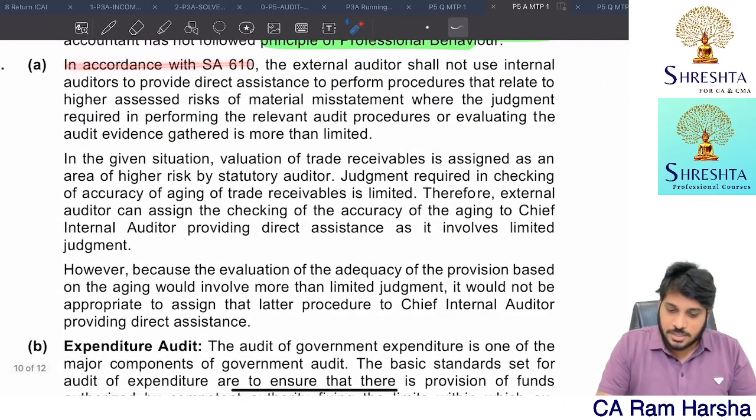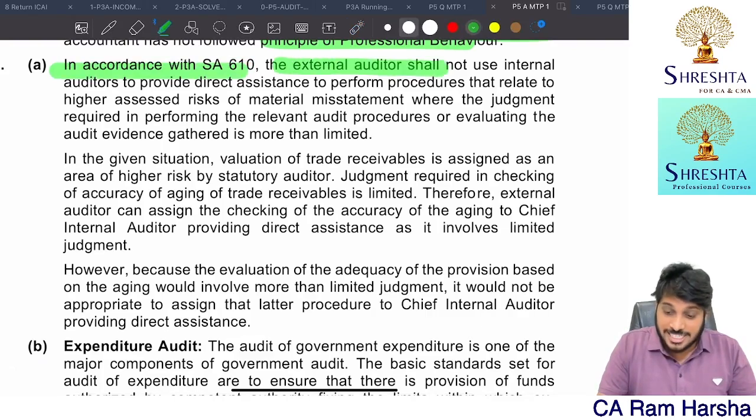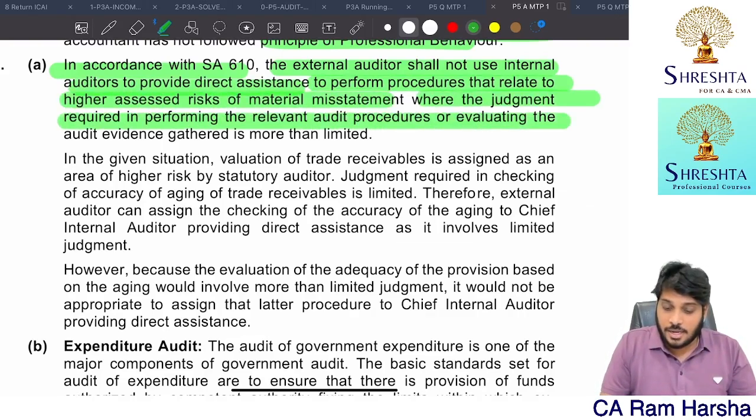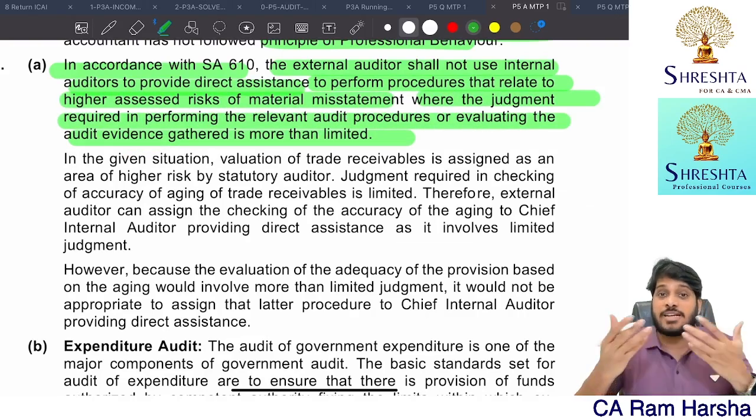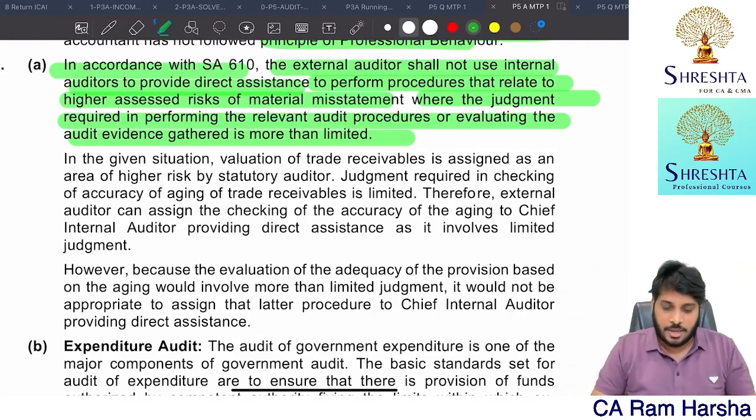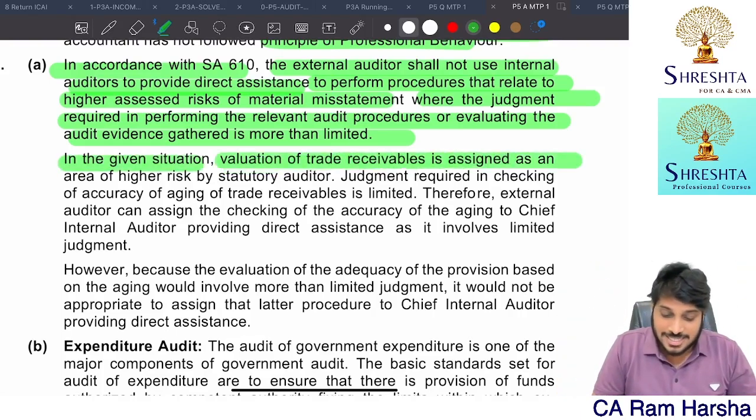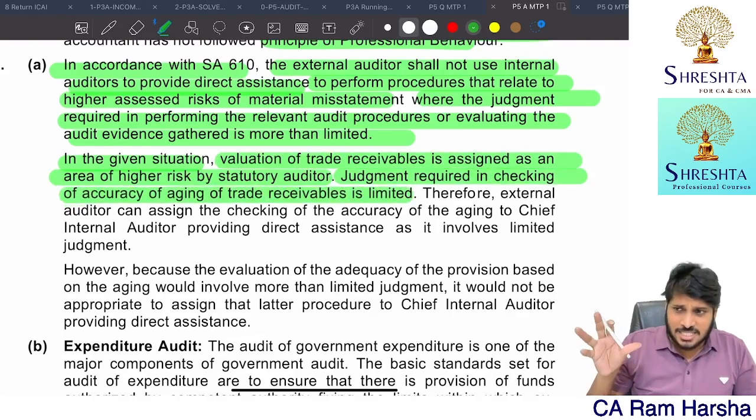In accordance with 610, the external auditor shall not use the work of the internal auditor to provide direct assistance to perform procedures that relate to higher assessed risk of MMS, where judgment required is more than limited. More than limited means high judgment is required. In the given situation, valuation of trade receivables is assessed as an area of high risk. Judgment required in checking accuracy of aging of trade receivables is limited. Yes, whether aging analysis is proper or not, the judgment that the auditor applies is very limited.